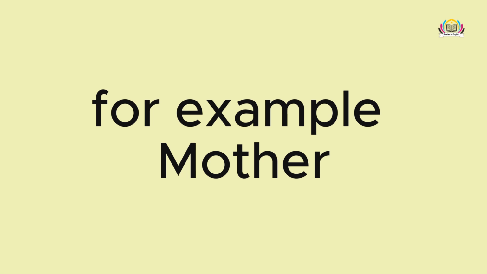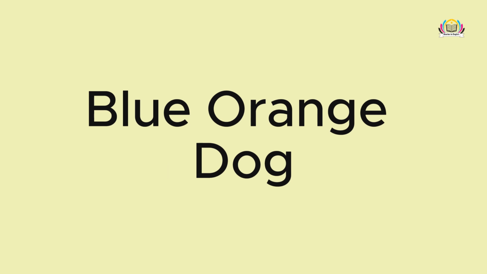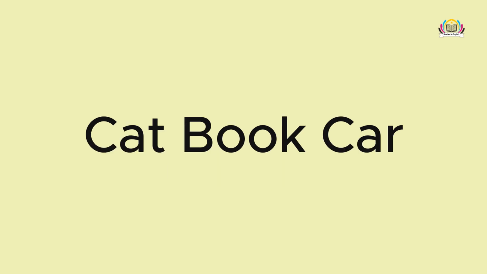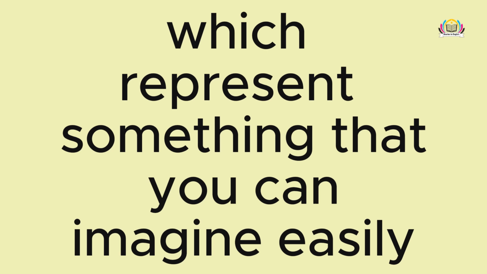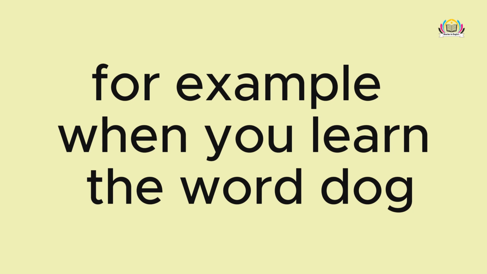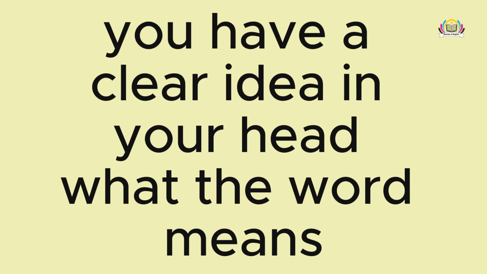For example, mother, father, apple, blue, orange, dog, cat, book, car, house, city, boy, girl, water, cinema, or paper. These are words which represent something that you can imagine easily. For example, when you learn the word dog, you know immediately what it is. You have a clear idea in your head what the word means.